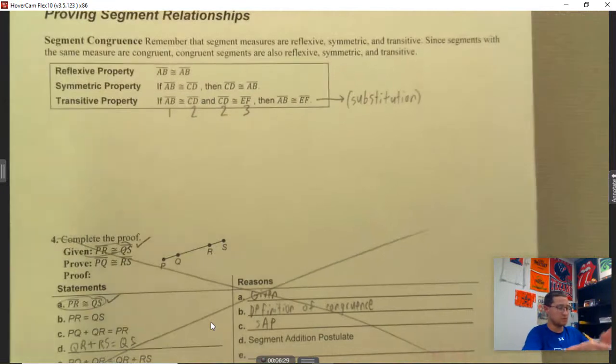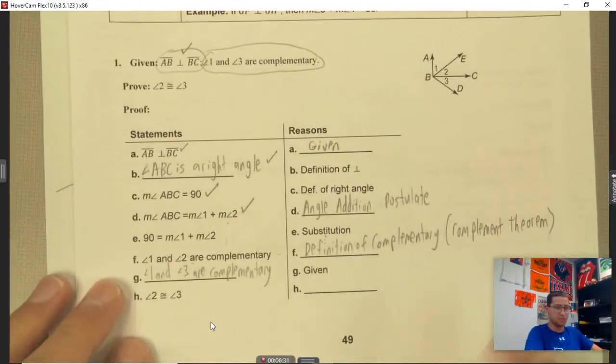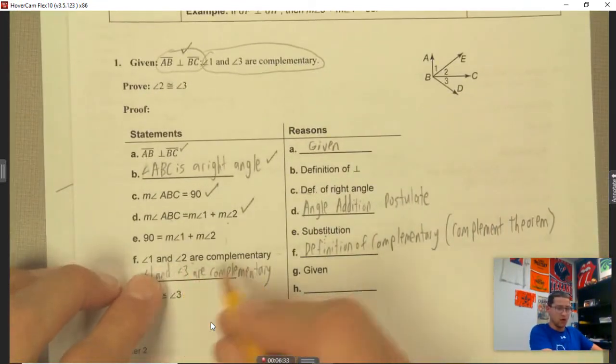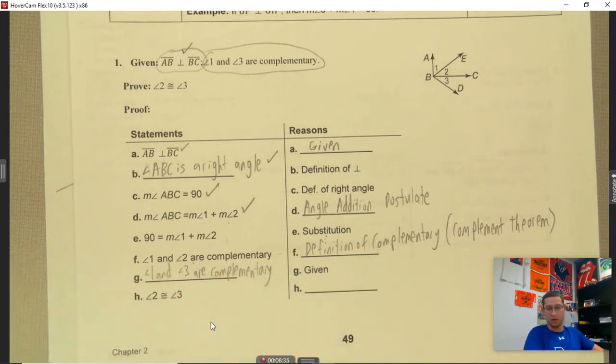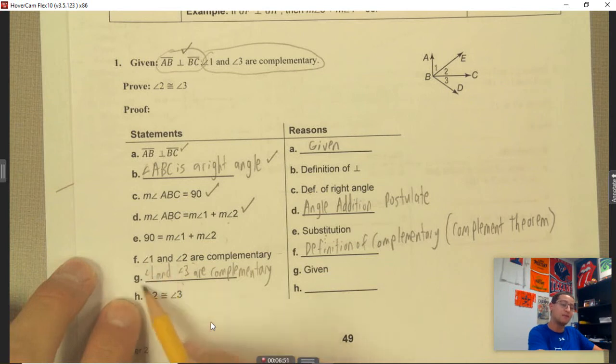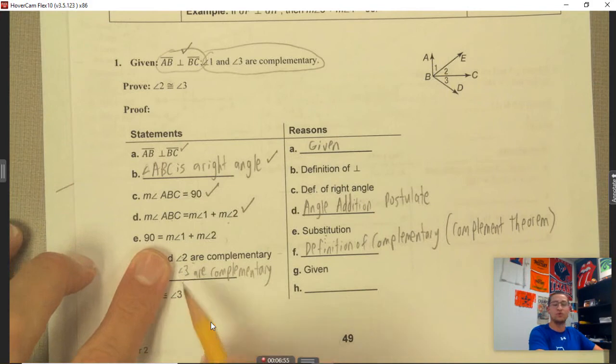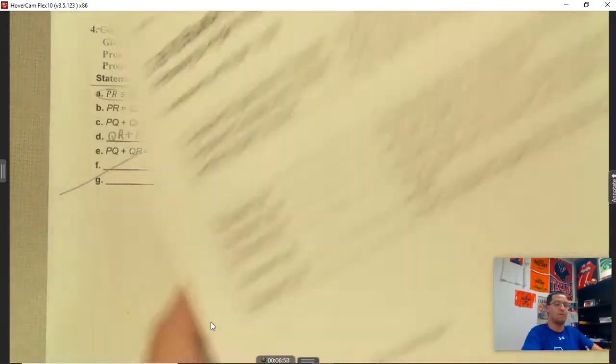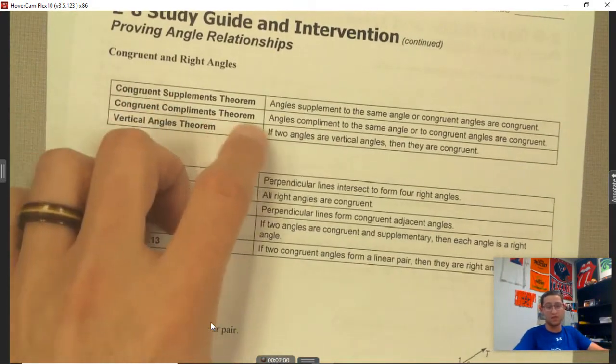So let's think about what this means. This is a good example to talk about this one. It's saying 1 and 2 are complementary, and 1 and 3 are complementary. So you can actually substitute. You're saying 2 is complementary to 1, and 3 is complementary to 1. So they're both complementary to the same thing. They're both anchored to that 1. Therefore, these two are the same. That's what the congruent complements theorem is saying.